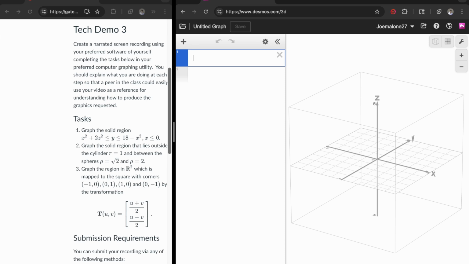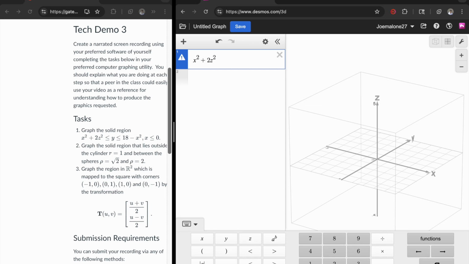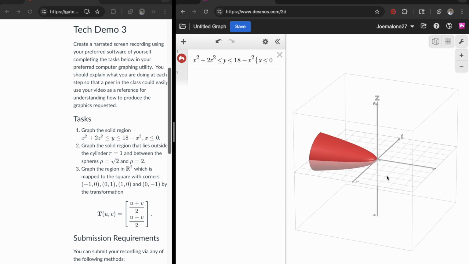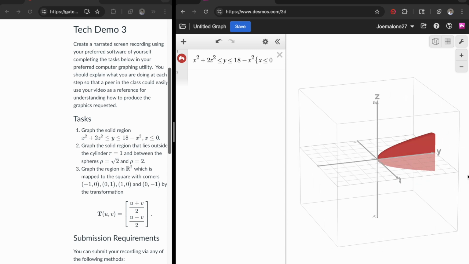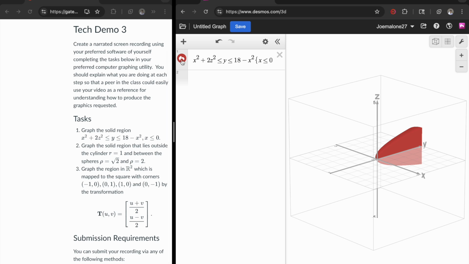So when we graph that, we'll go ahead and plug that first equation in directly. So x squared plus 2z squared is less than y, which is less than 18 minus x squared. Then we want to give our bounds, which is x less than or equal to 0, which we'll put in using the curly braces. And we'll end up getting this shape. Alright, now we're going to take that off the graph by clicking on the red.